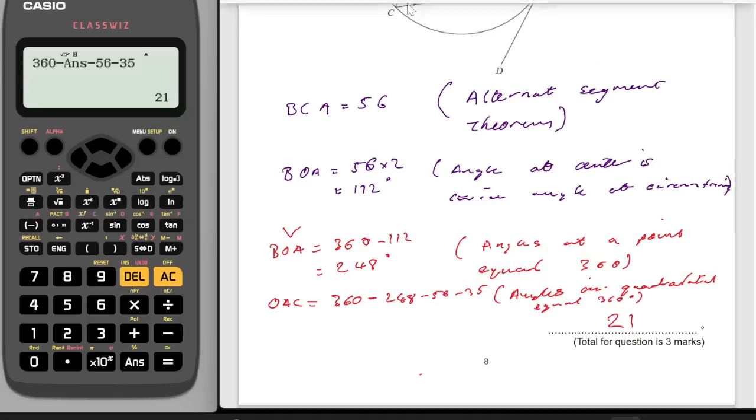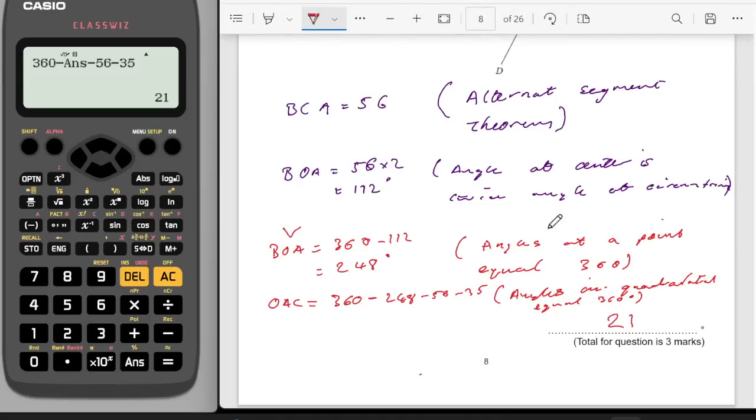So not set out particularly clearly. My dyslexia, I'm not very good at setting these out, but I always do my working and then explain my reason in brackets to the side, and that works pretty well for me.